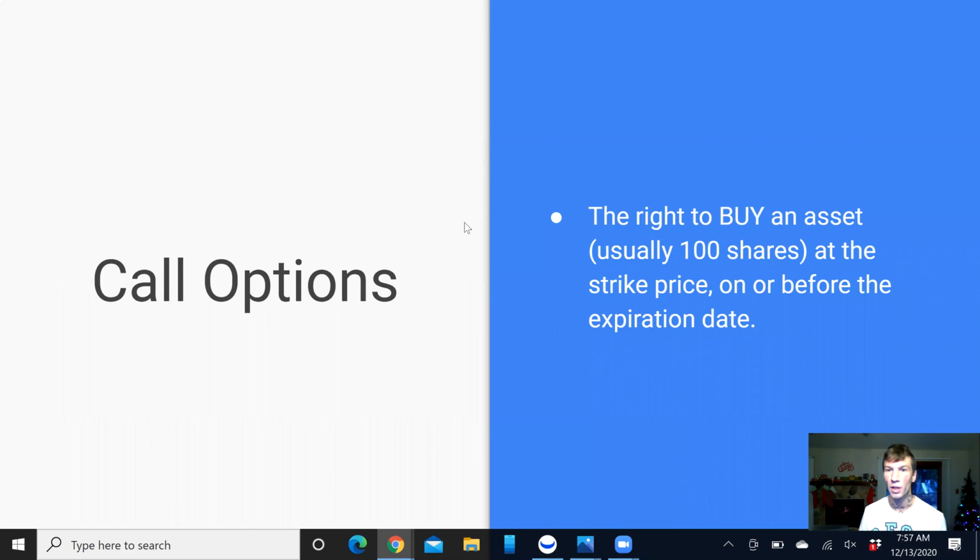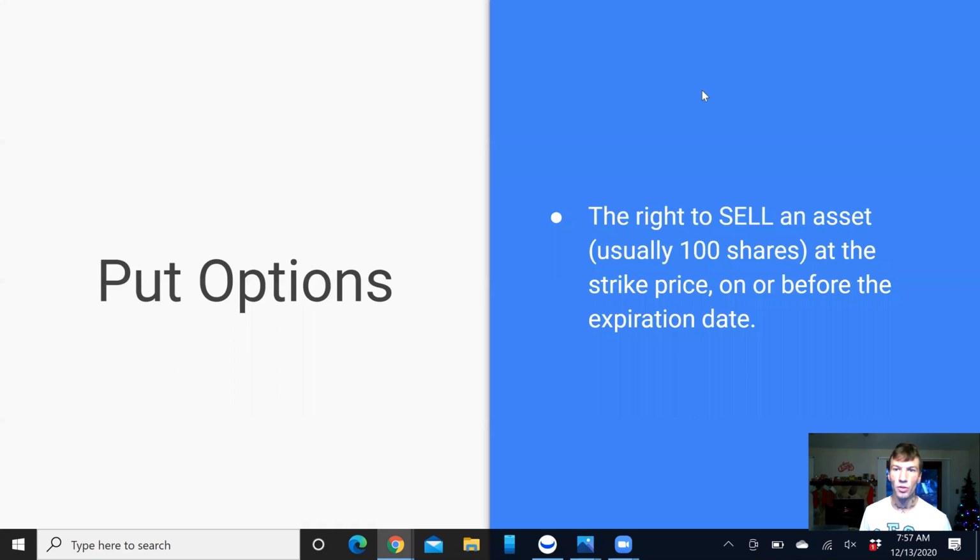So a call option, most options are going to be in the form of 100 shares, the right to buy 100 shares at the strike price on or before the expiration date. And I'll go over a couple examples with you guys at the end here to show you exactly what those things are. Like I said, this will be quick because this is pretty basic stuff.